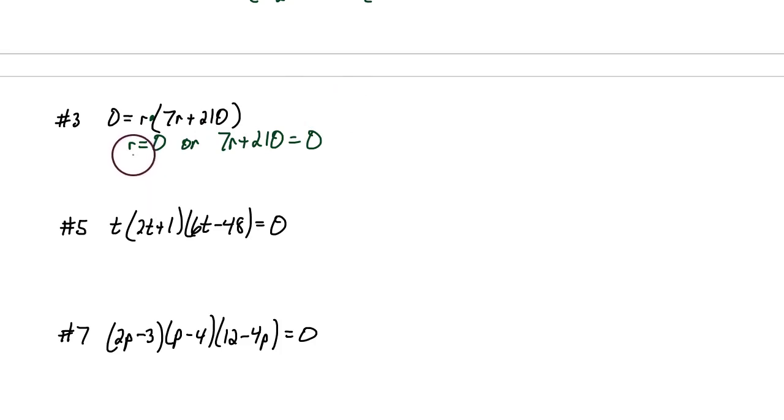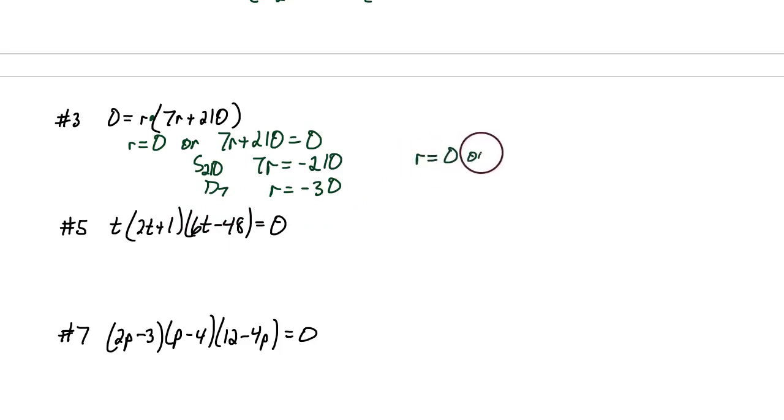The first equation is already solved for r. The r is already alone. The second equation we can solve by subtracting 210 from both sides. We get 7r equals negative 210. Then divide by 7. We get r equals negative 30. Remember, the word or connects these two results. I don't have enough room under here, so I'm going to go over on the side and write the answer. r equals 0 or r equals negative 30.